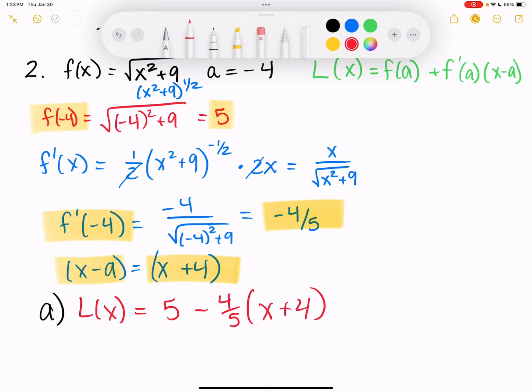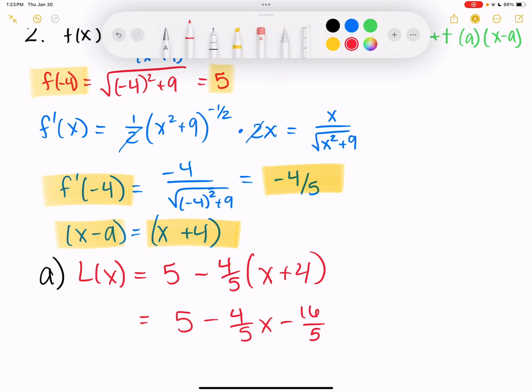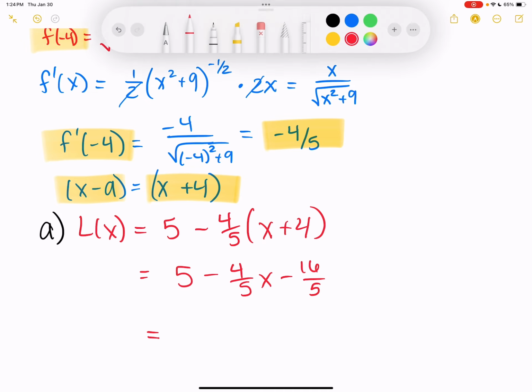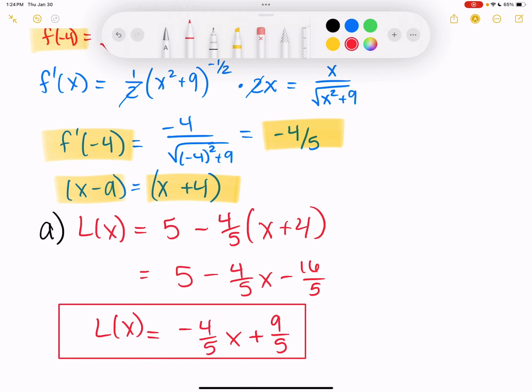Now, this is a linearization. So what do you think the answer ultimately is going to be? A line. A line. So this is 5 minus 4/5 x minus 16 over 5. That ends up giving me, that would be 25 over 5, so 9 over 5. So then negative 4/5 x plus 9 over 5 is L of x. So this is my linearization. So they're not hard, they're just kind of time consuming. But I think this is still better than what we've been doing, so.